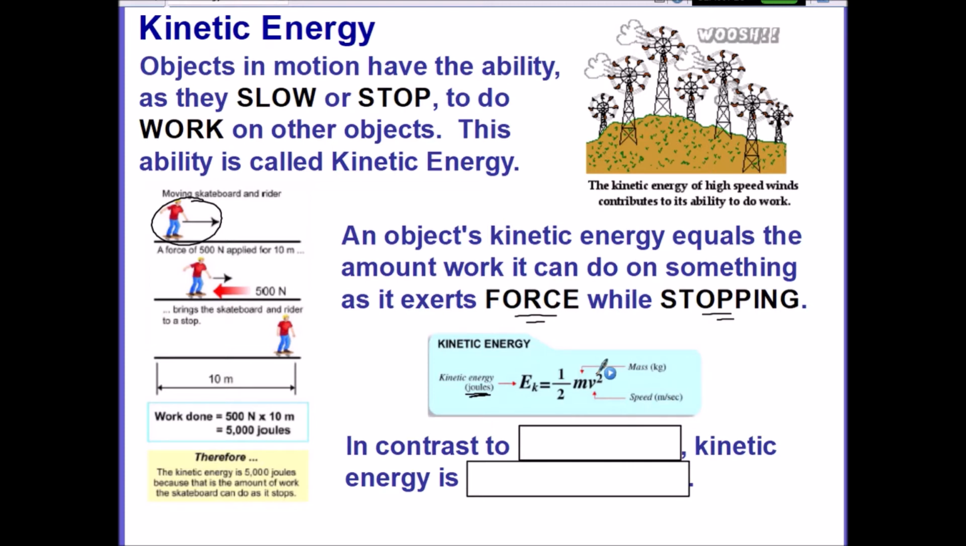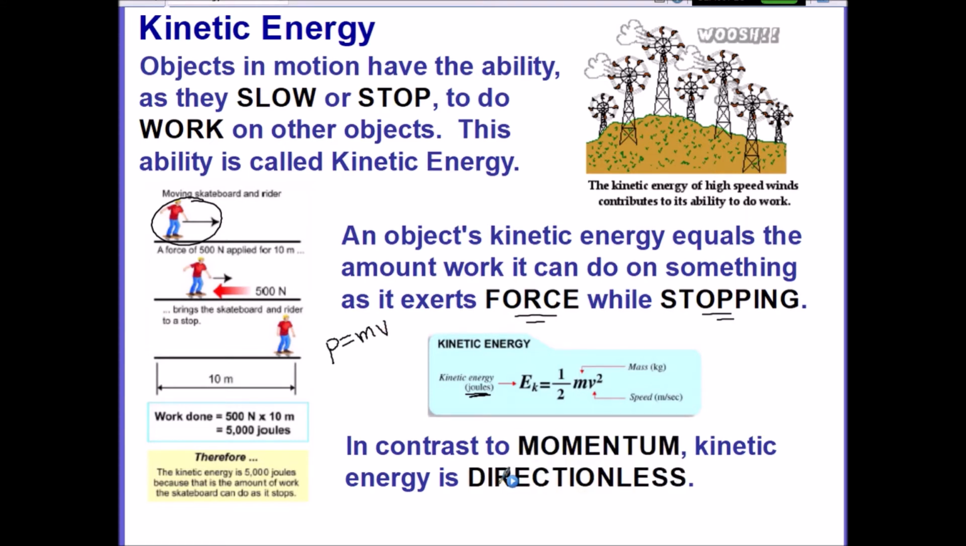Now you might remember another quantity that contained an m and a v. We call that quantity momentum. Now, in contrast to momentum, kinetic energy is directionless. It doesn't have any direction with it. It is a scalar quantity. Momentum was a vector, so we had to be concerned with which way the object was moving to be able to uniquely describe an object's momentum. Here, we don't need to. Okay, so kinetic energy is a scalar quantity.